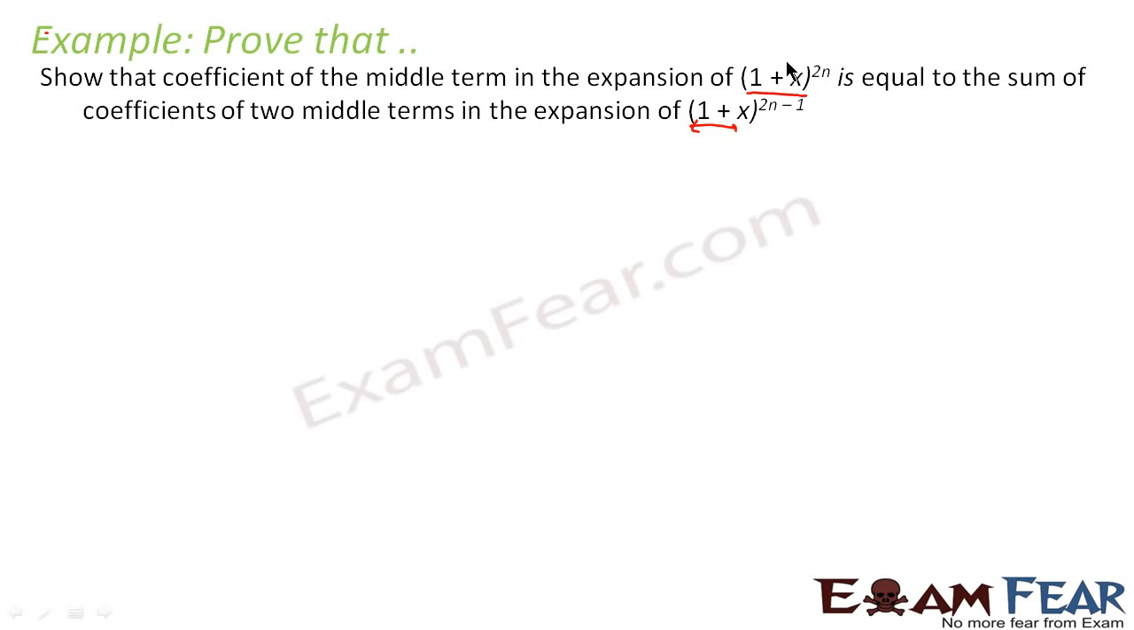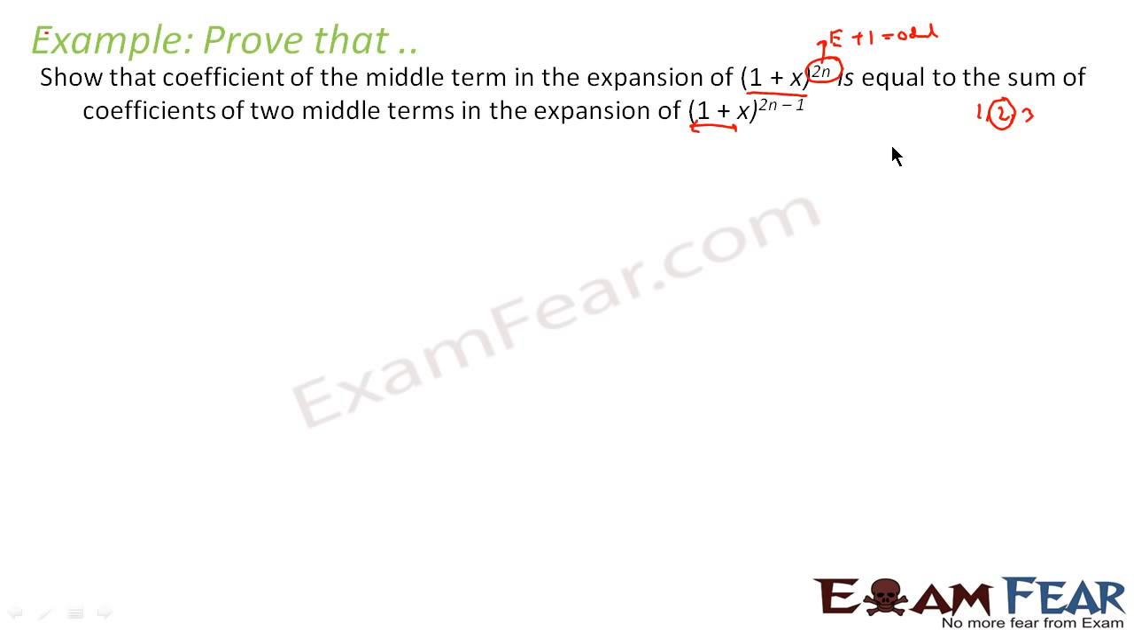We observe that in the first expansion 2n is even. So the total number of terms in the expansion will be 2n plus 1, and that will become odd. In case of an odd number of terms, for example 1, 2, 3, there is only one middle term. So we'll have one middle term.